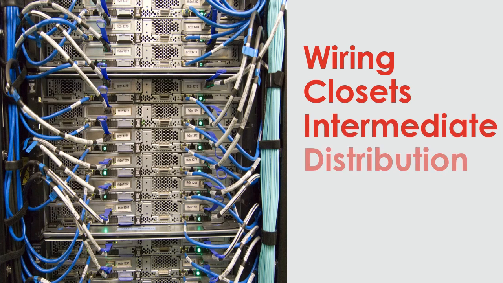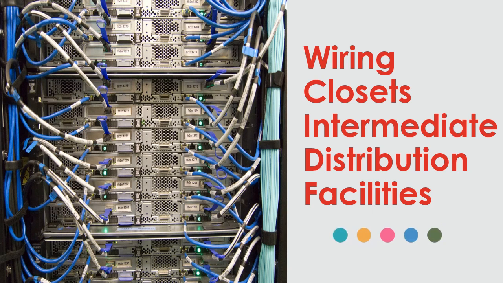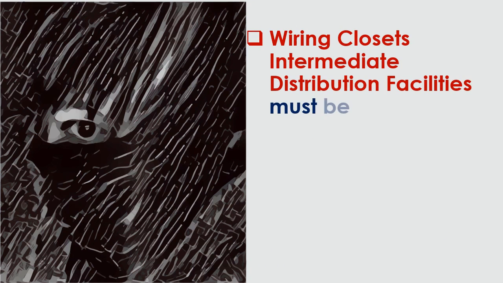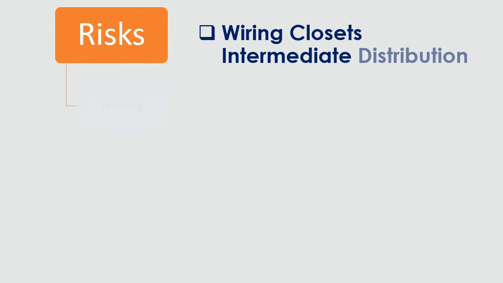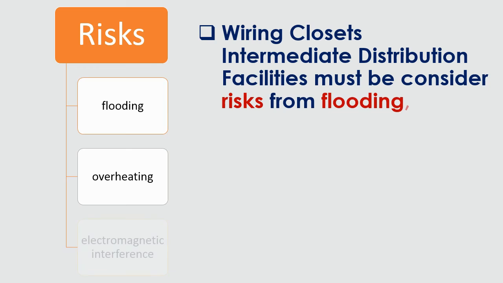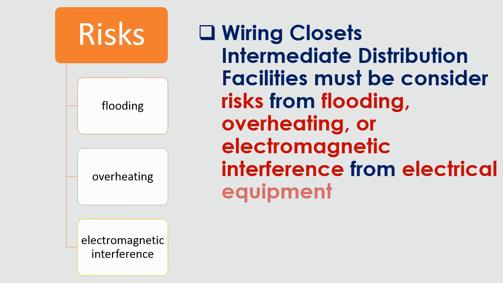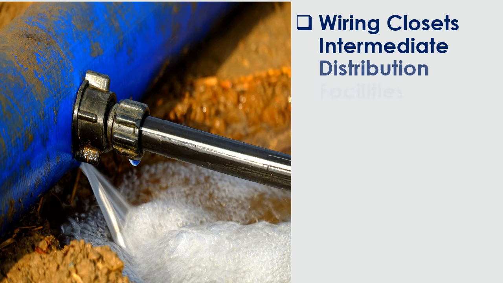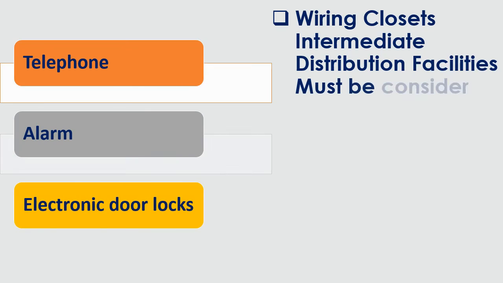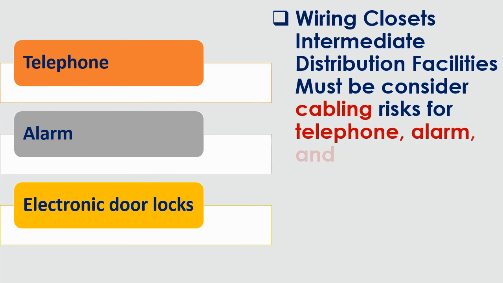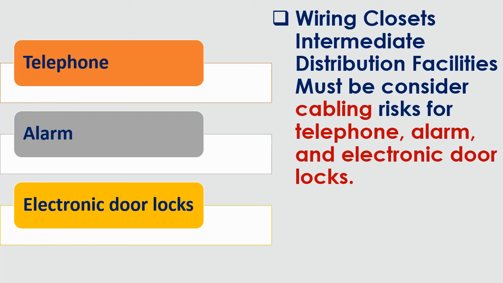Wiring closets. Intermediate distribution facilities must be protected from both malicious outsiders and insider threats. They must consider risks from flooding, overheating, or electromagnetic interference from electrical equipment, risks from burst or leaking pipes, and cabling risks for telephone, alarm, and electronic door locks.